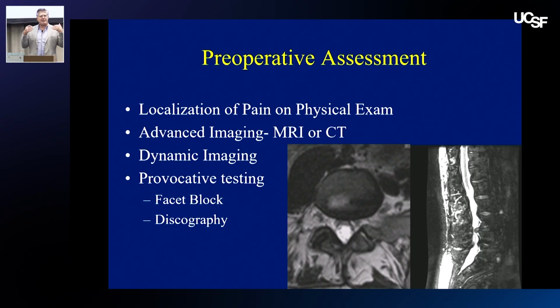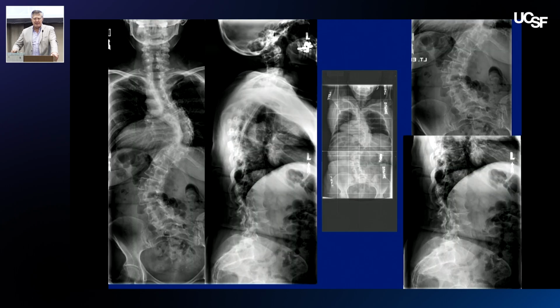A lot of times when we're thinking about stopping short of the sacrum, we've got to really identify where the pain is coming from. The MRI and CT scan can be useful here. Sometimes dynamic imaging to look for any instability, and sometimes even some provocative evaluation with facet blocks or even discography, which we don't tend to use now, but evaluation of where the pain is coming from.